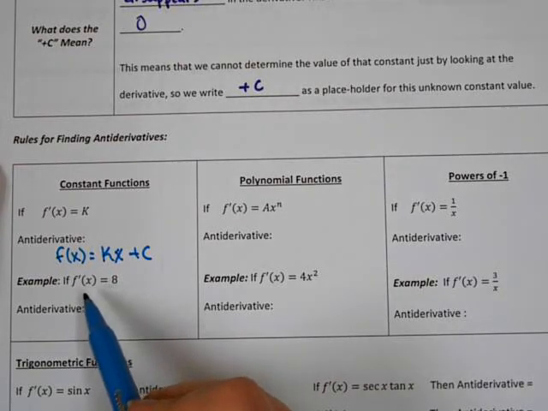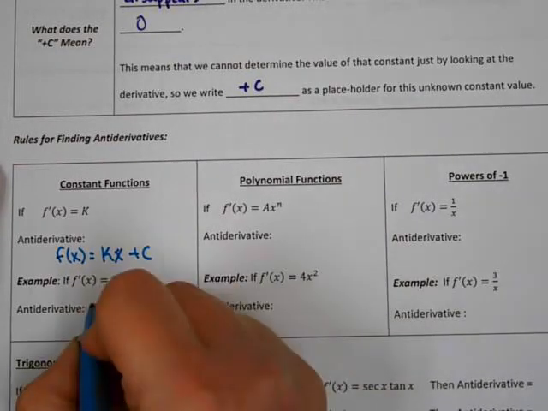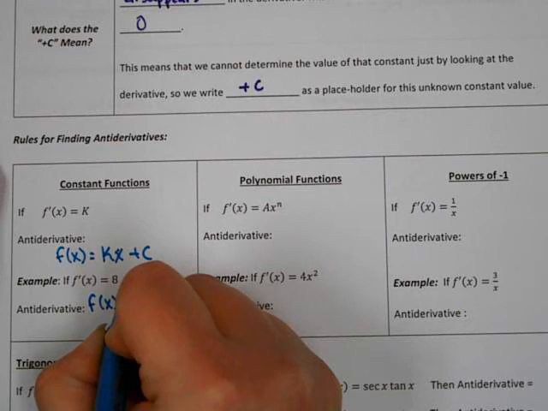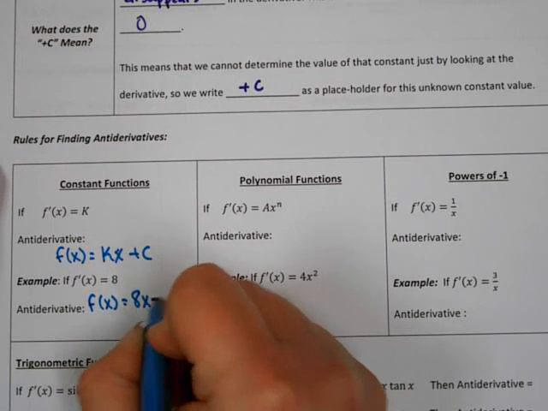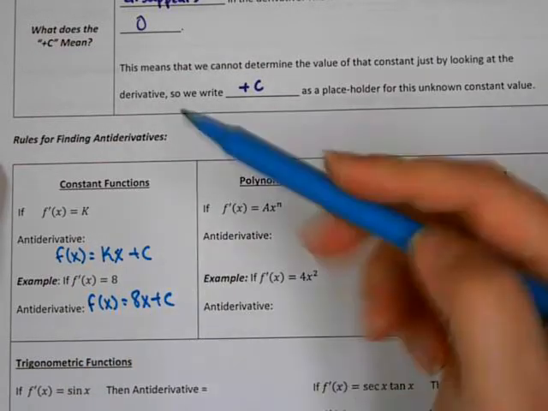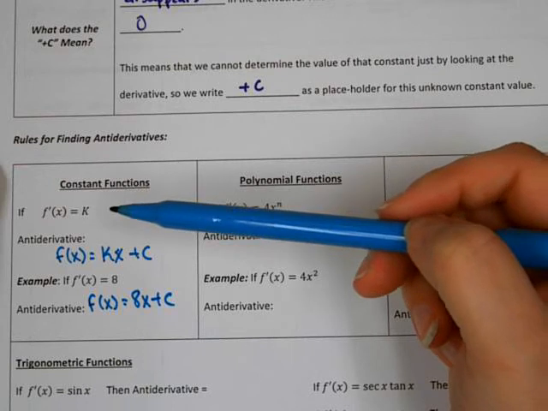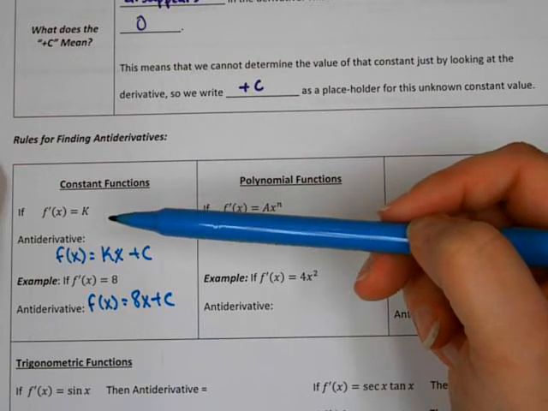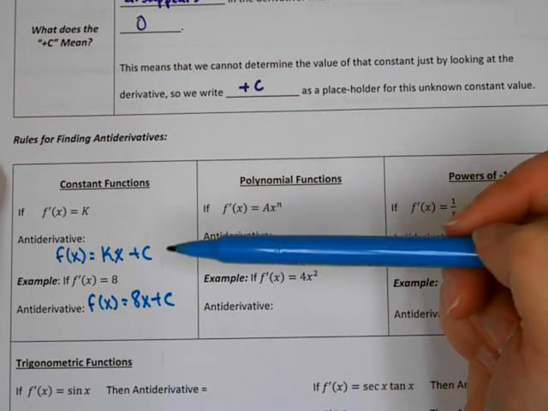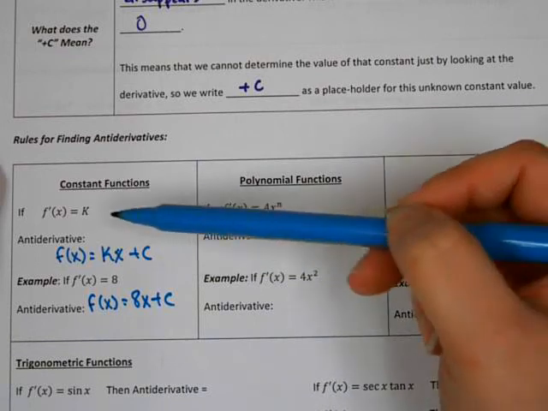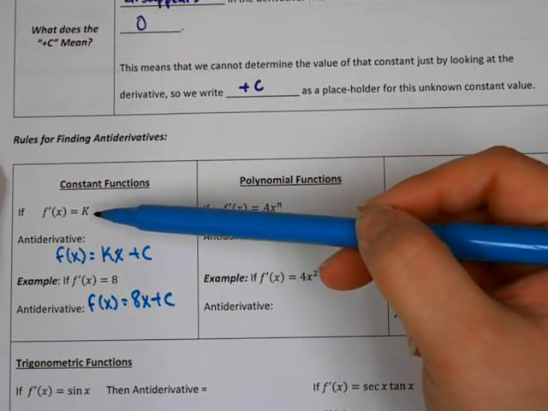So for example, if f prime of x is equal to 8, then the antiderivative is f of x equals 8x plus c. So if our derivative is just a number, then we know that the antiderivative is some type of linear function with the slope being whatever that constant value is.